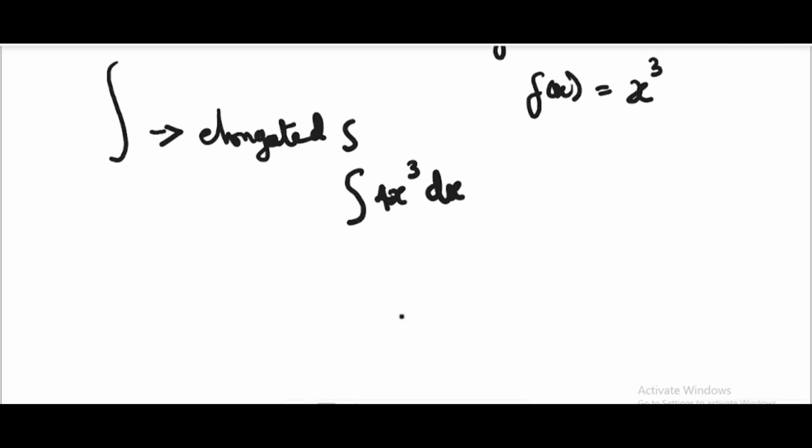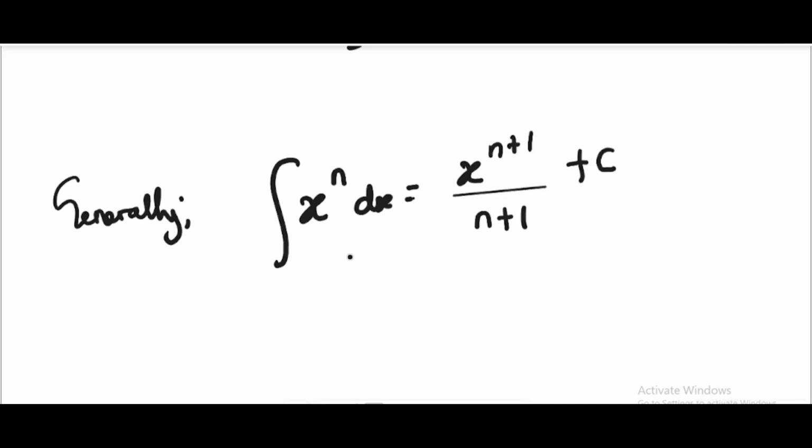So now, generally, how do we integrate? Generally, if I have the integral of x raised to the power of n with respect to x, this is equal to x raised to the power of n plus 1. I will add 1 to the power. When I add 1 to the power, I will now divide by the new power, which is n plus 1. And then I add my constant c, the arbitrary constant c. So this is the general formula for integration.